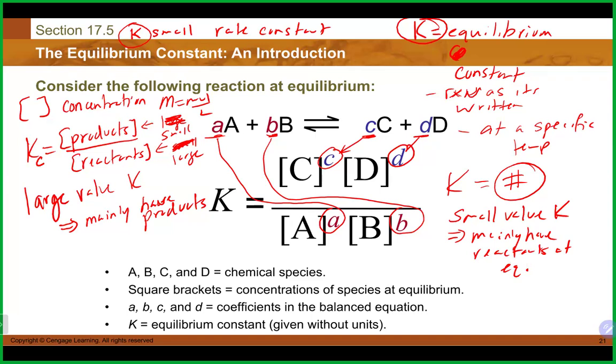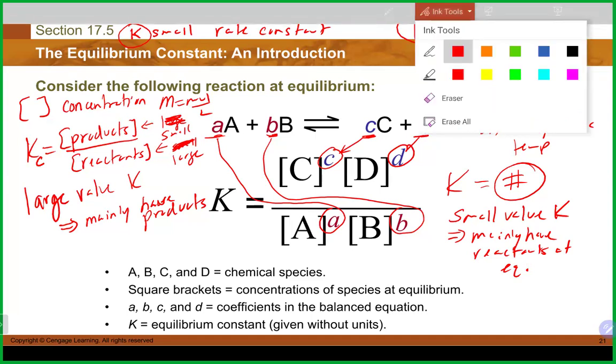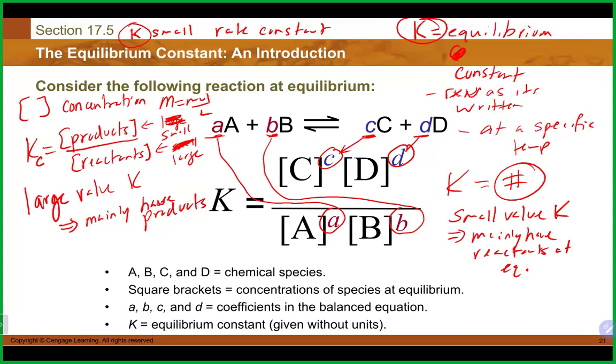So what is considered a large value or a small value of K? Well, 1 is considered a large value of K. So anything 1 and above is considered a big or large value of K. Anything less than 1, like a negative exponent, such as times 10 to the minus 3, is a small value of K.